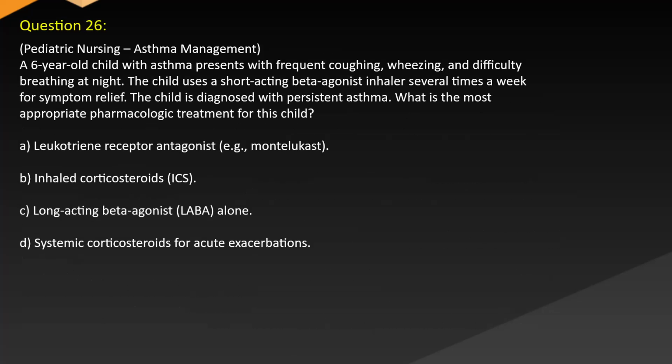Question 26. Pediatric nursing. Asthma management. A 6-year-old child with asthma presents with frequent coughing, wheezing, and difficulty breathing at night. The child uses a short-acting beta-agonist inhaler several times a week for symptom relief. The child is diagnosed with persistent asthma. What is the most appropriate pharmacologic treatment for this child?